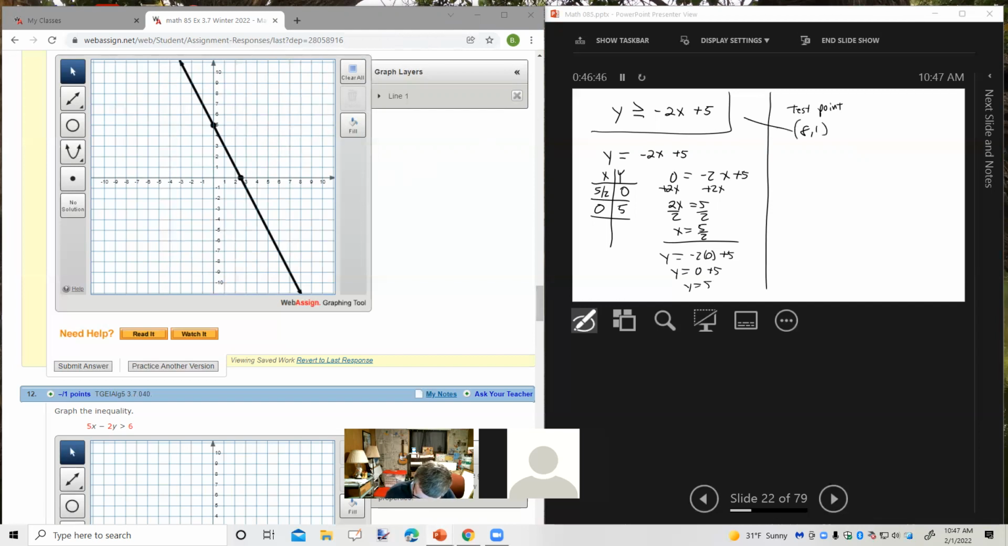If x is 8 and y is 1, we get 1 greater than or equal to -2 times 8 plus 5. 1 greater than or equal to -16 plus 5. 1 greater than or equal to -11. Is 1 greater than or equal to -11? It is greater than. So this is true. So 8, 1, that point right there is part of the solution.